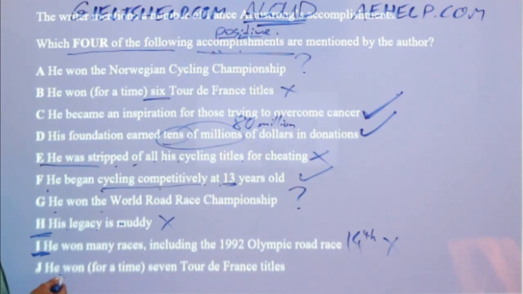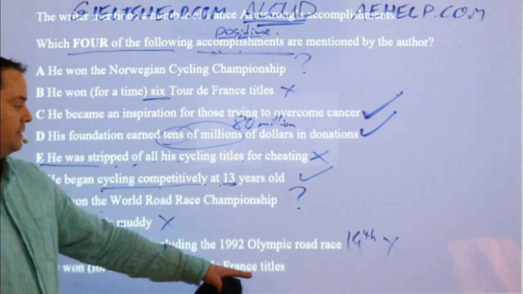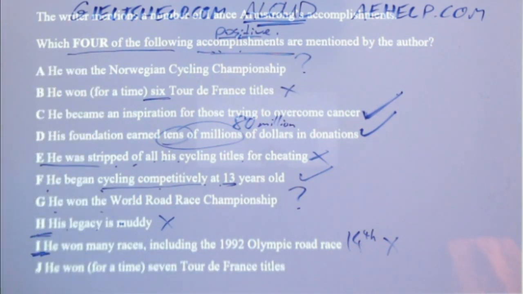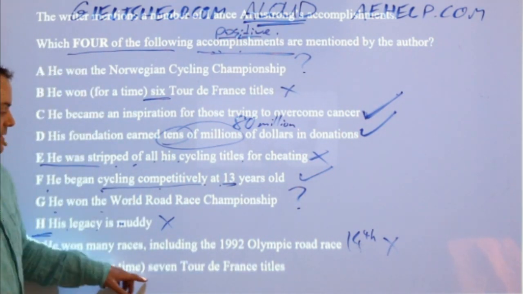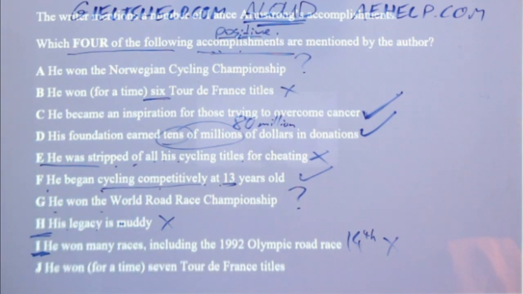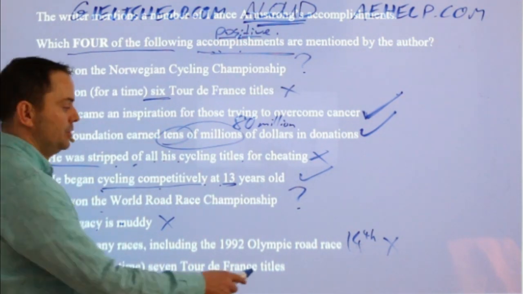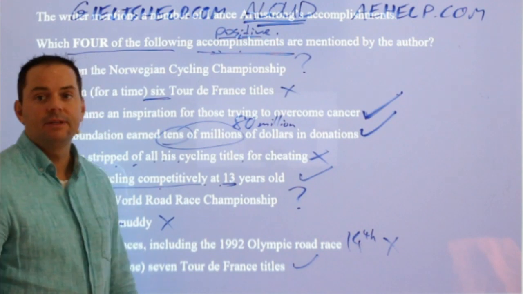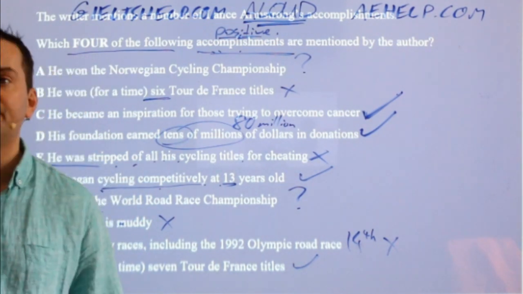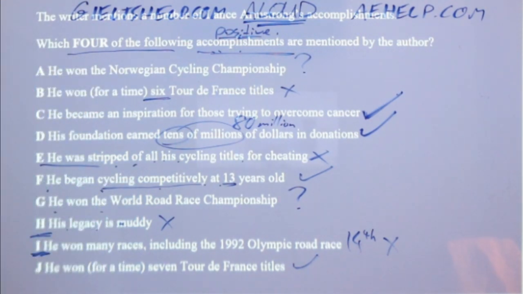He won for a time 7 Tour de France titles. So for a time, he had 7 Tour de France titles. Is that true? Okay. Yeah, absolutely. That is an achievement, right? So for a time, he had 7 Tour de France titles.